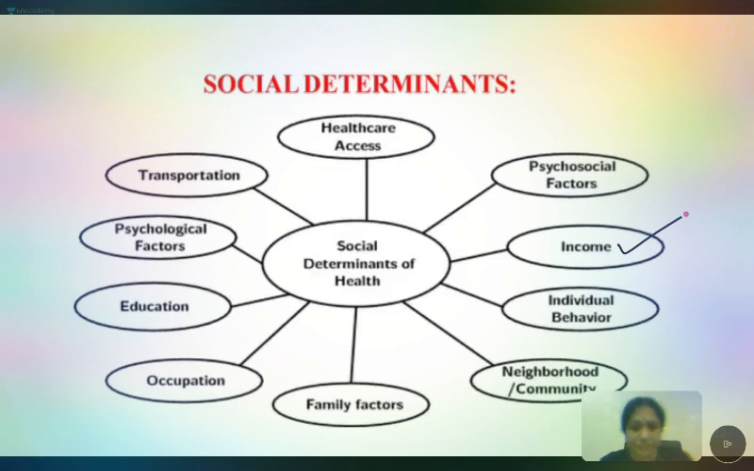Income, that is socioeconomic strata, infectious diseases, nutritional deficiency diseases, individual behavior, COVID-19. Okay, "2 gaj ki doori, mask hai zaroori", like that, not taking the vaccinations, not following the COVID protocol, all these things, individual behavior. Next, neighborhood, community. In which community you are living. Is it clear? Then family factors.